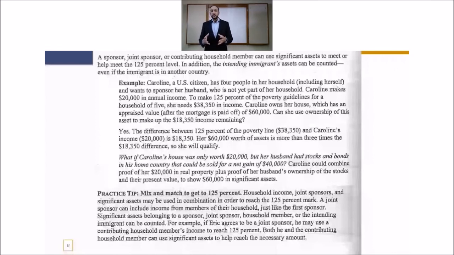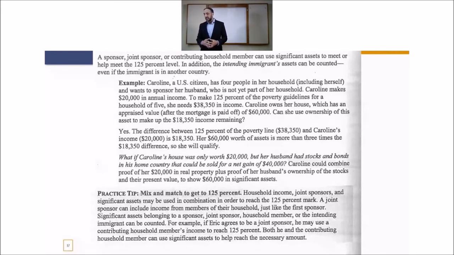So in this example, we had Caroline, a U.S. citizen that had 4 people in her house and wanted to sponsor her husband, but she only made $20,000 in income. And if you had a household of 5, you need to make $38,350. Caroline in this scenario owns her house, which has an appraised value of $60K. And the question is, can we use ownership to make up for the remaining income? And the answer is yes.